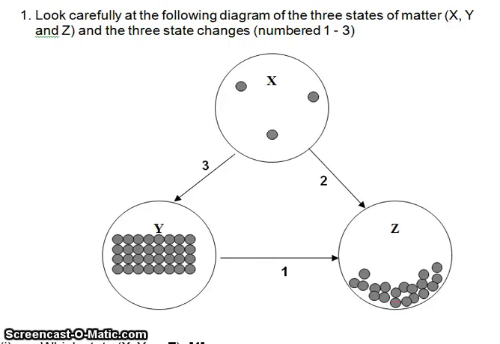Okay, so for question 1, we've got 3 states of matter, X, Y, and Z, and 3 state changes, which would be numbered 1 to 3. So first of all, I would just try and identify them to start off with, make sure you know which one's which. So over here we've got Y, which is going to be a solid. We can see the regular arrangement of the particles. Z, where the particles are not regularly arranged, but they're still quite close together, is going to be the liquid. And then that leaves us with X being the gas.